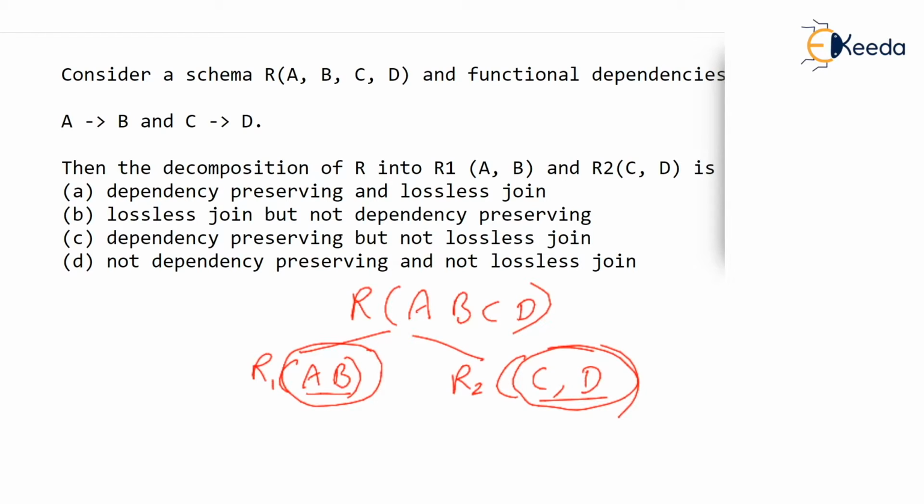Please try to understand. So option A cannot be correct because they say it is lossless. It is lossy. This one is lossy decomposition. Then option B is not correct because they are saying it is lossless. It is lossy, isn't it? And option C can be correct because it is said that not lossless join, isn't it? And option D also might be correct because that also has not lossless join. That means now we have to see whether this decomposition is dependency preserving or not. One thing is sure that it is not lossless. It is lossy, isn't it?